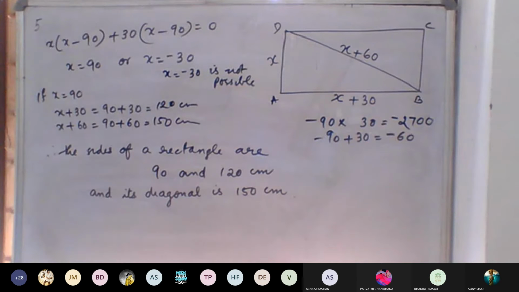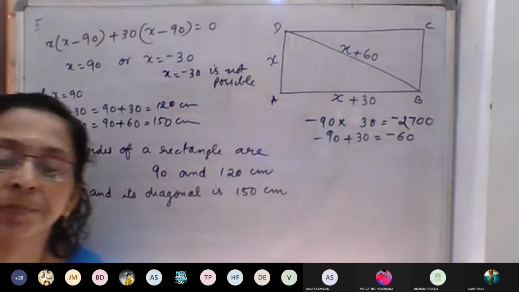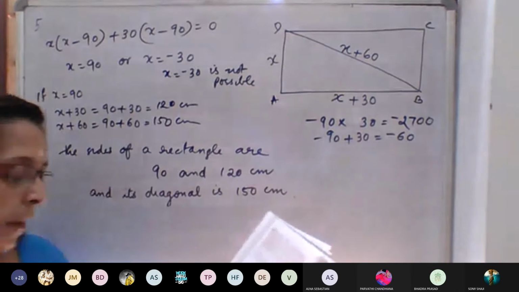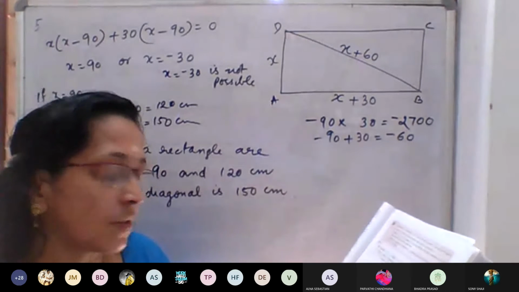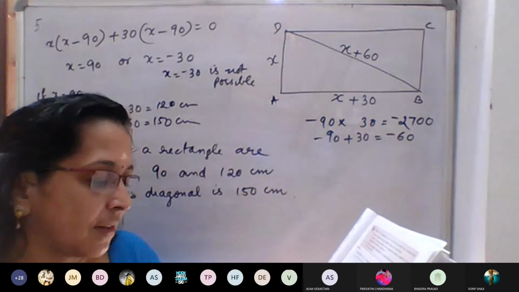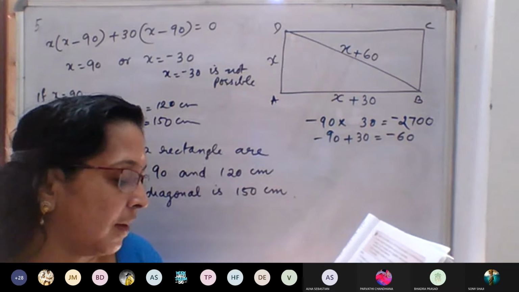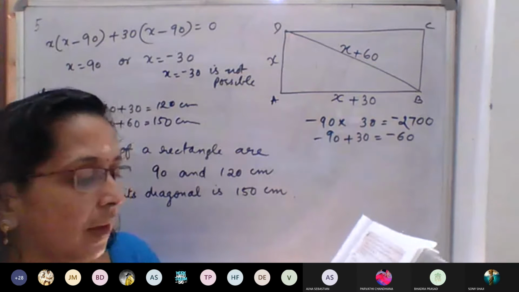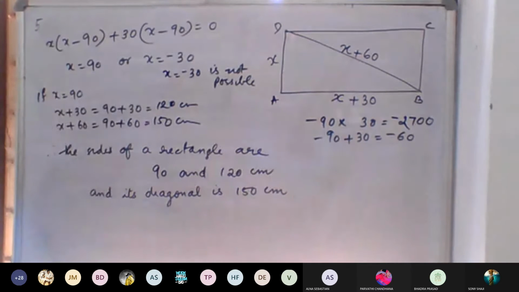Then question number 6. Completed? Yes, ma'am. Question number 6. The perimeter of a rectangle is 104 meter and its area is 640 meter square. Find its length and breadth.